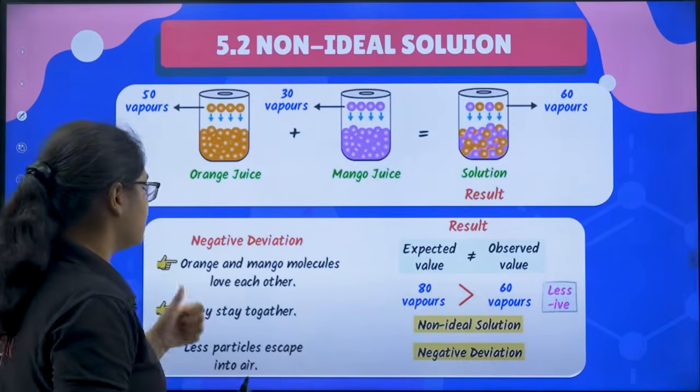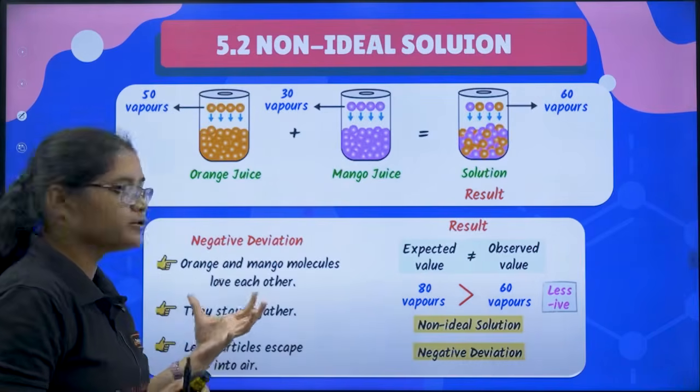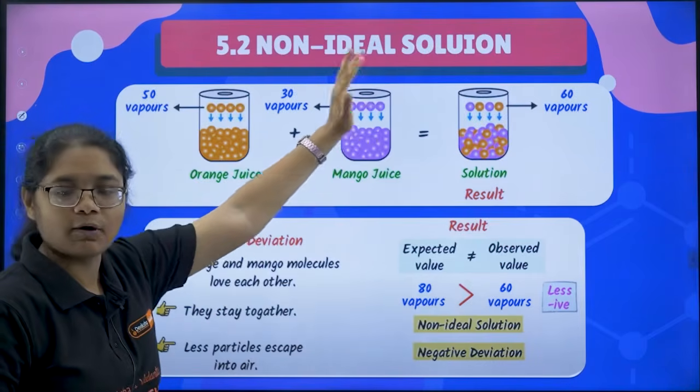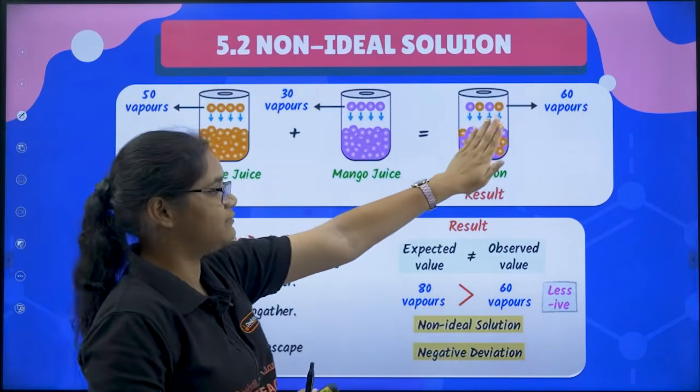So that is the reason: orange and mango molecules love each other, right? That is why they do not want to escape. They want to stay together. They want to stay with each other.